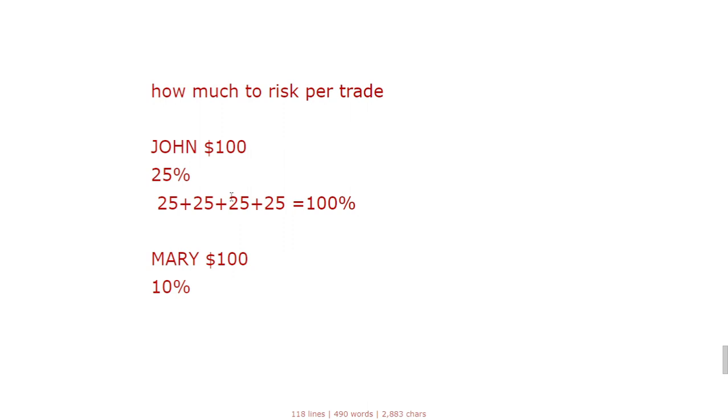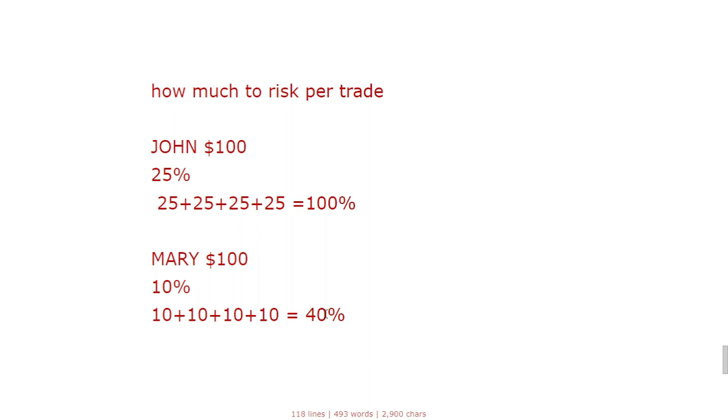Okay, so if John was to enter 4 trades on one signal and is risking about 25% per trade, with these 4 trades he could blow his account, because the 25% multiplied by 4 would lead into 100% and he would blow his account. So let's talk about Mary. Mary would only lose about 40% of the funds available in her account.